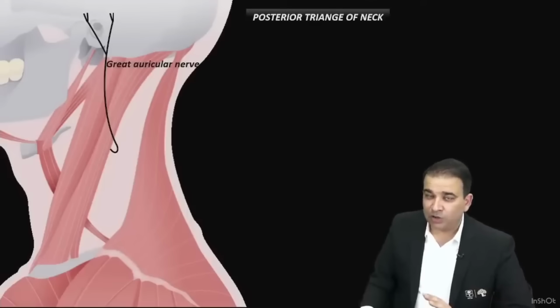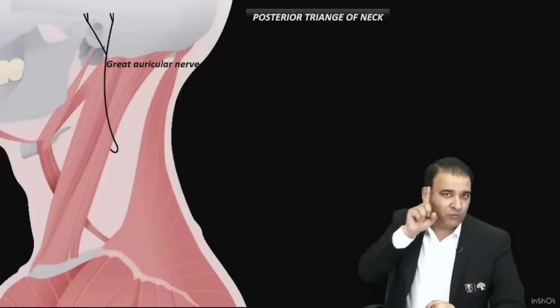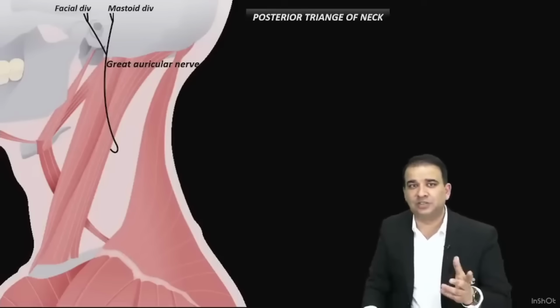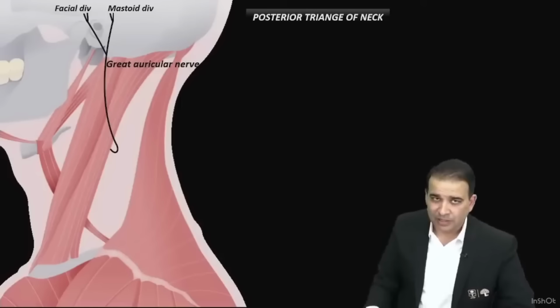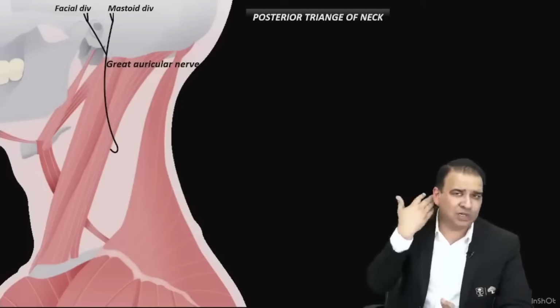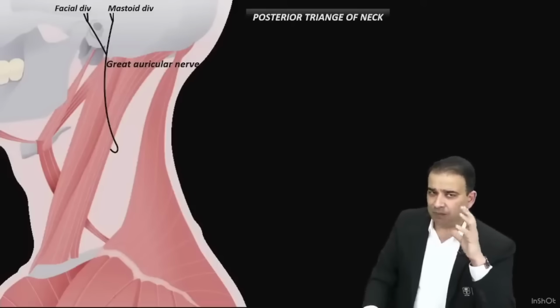Now, this great auricular nerve basically divides into two branches as it goes above. One branch goes forward toward the face, called the facial branch, the anterior branch, and we have a posterior branch which is called the mastoid branch. So we have a facial division and a mastoid division of the great auricular nerve. The facial division will supply the facial side, and the mastoid division will supply the mastoid process. Great auricular nerve is a very commonly asked question here.